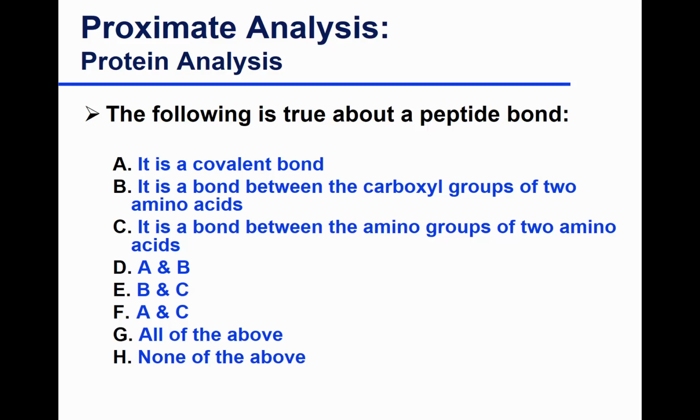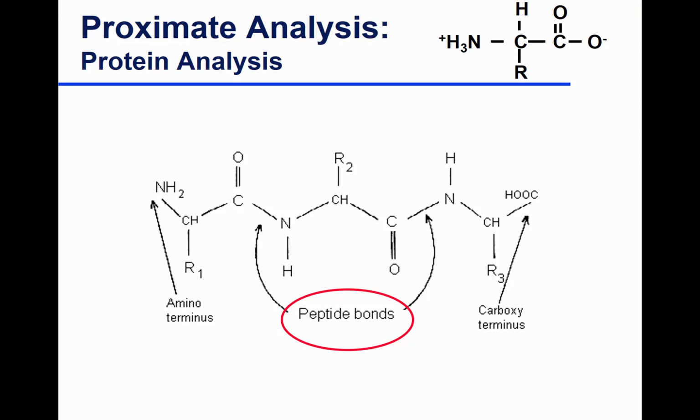It's a covalent bond between the carboxyl group of one amino acid and the amine group of the next amino acid. This is a peptide bond. Why do we care? Because peptide bonds absorb light at 220. It can absorb light in the range of 214 to 222 nanometers.